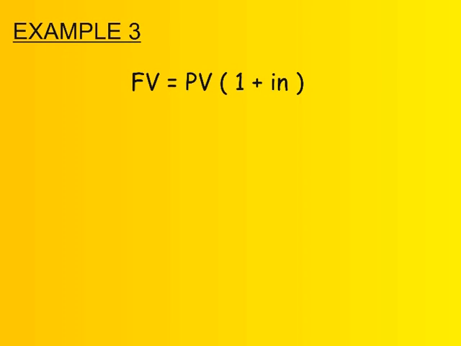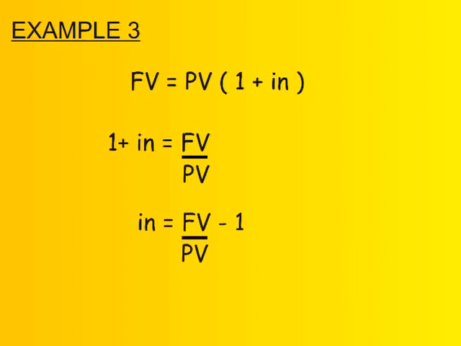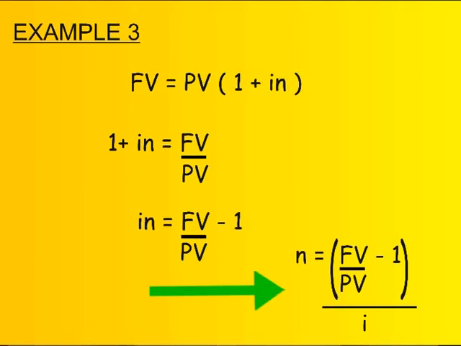Before we plug any values in, let us first manipulate the formula. 1 plus i times n, remember we're trying to work out n, the number of years, so let us try and make that the subject of the formula. 1 plus i times n is going to equal future value divided by present value. That means that i times n is equal to future value over present value minus 1. That means that n is equal to future value over present value minus 1, all of that divided by interest.